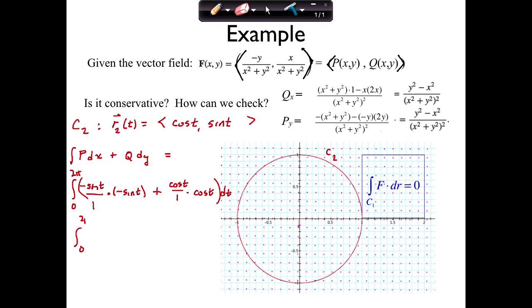So what do we got? Sine squared plus cosine squared, 1. So I end up with the integral from 0 to 2 pi of 1 dt. And because it's conservative, that equals 0, right? Is that right? Yeah, that integral doesn't equal 0. It was supposed to, but it doesn't. What does it equal? 2 pi.